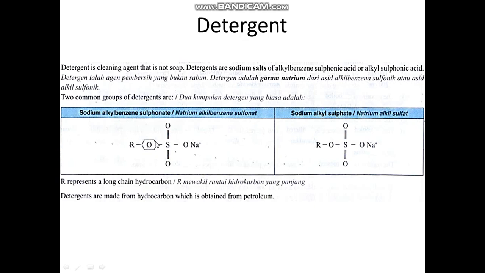And here there are two types of detergent. One detergent has a screw here. It's known as sodium alkylbenzene sulfonate. And the other one has no screw here, so it's known as sodium alkyl sulfate. That means this screw is known as benzene. And here, this one is very important: detergent is made from what? Detergent is made from petroleum.